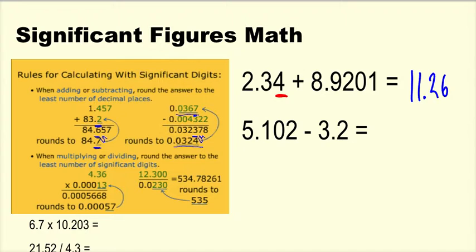Let's look at this example. You plug it into your calculator, or you do the math, minus 3.2, and you will get 1.902. However, we know that this 2 in the tenth place was estimated. That means that this 9 is also estimated. So we want that to be our last digit, and so we would leave it at 1.9.